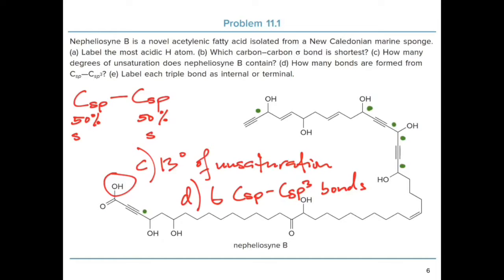And for part E here, it says label each triple bond as internal or terminal. So for the first triple bond here, this is a terminal alkyne because it's at the end of the carbon chain. The second, third, and fourth triple bonds are all internal alkynes.